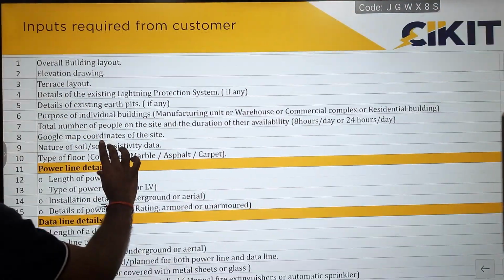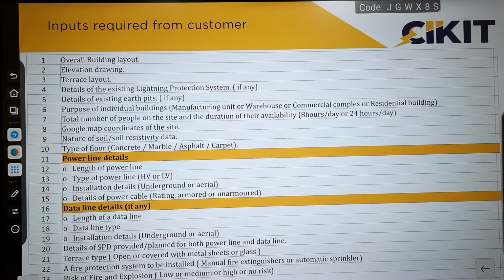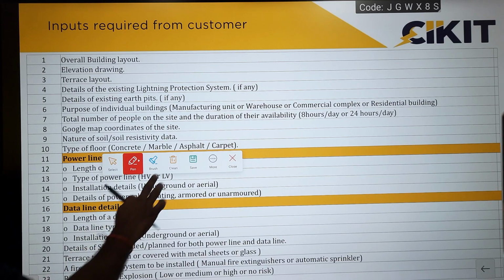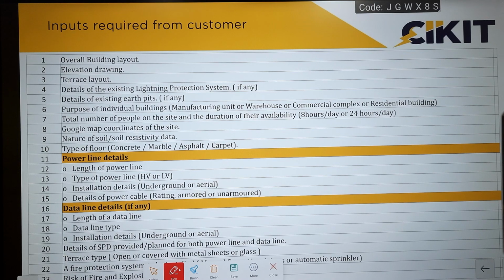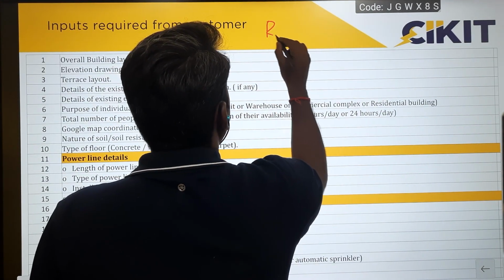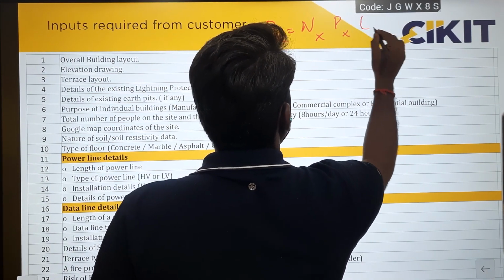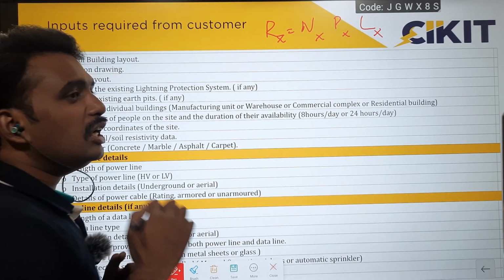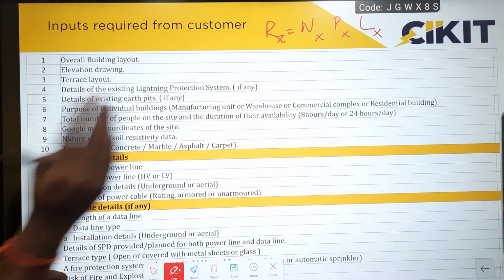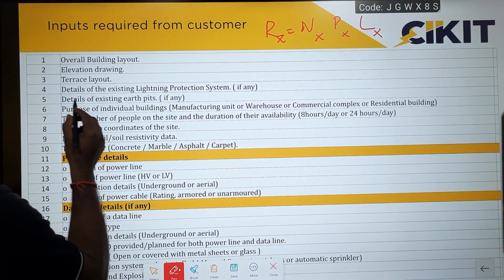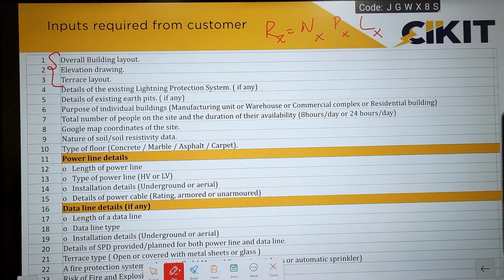These are some of the inputs that are required for performing the risk assessment calculations. The first one is the layout of the building, because as we mentioned earlier, ND, the number of dangerous events, is one of the important parameters in RX. The formula is RX equals NX into PX into LX. Here ND depends on the location. What is the location of that area? What is the length, width and height and the surrounding parameters? For that we need to get the overall layout, elevation and the terrace of the building. These are related to the dimensions of the building.